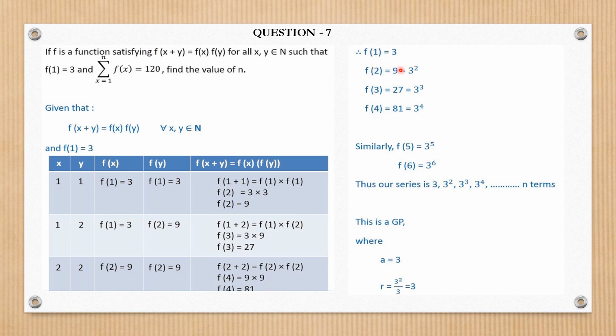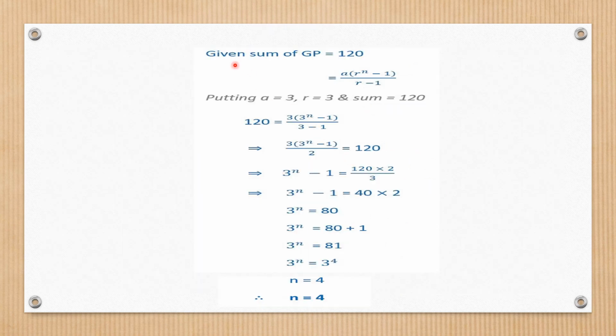Okay, so f(1) is 3, f(2) is 3 square, f(3) is 3 cube, and f(4) is 3 to the power 4. Now similarly f(5), f(6) will be of this kind. So our series will be 3, 3 square, 3 cube, 3 to the power 4, up to n terms. So this is a GP, with first term 3 and common ratio 3. The sum of the GP is given as 120.